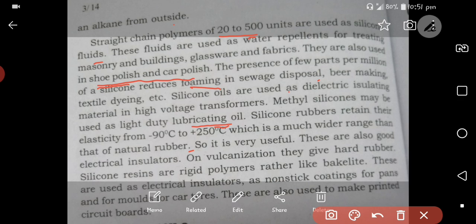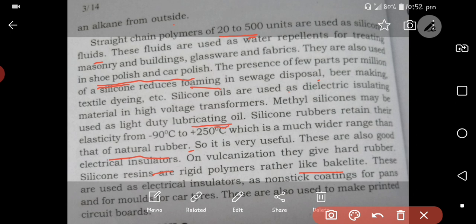Okay, so the advantage of the silicone rubber is that its elasticity can be retained down to a temperature of minus 90 degrees Celsius and also at a high temperature of 250 degrees Celsius. Okay, so it is advantageous over natural rubber. Then they are also good electrical insulators. Already told, on vulcanization they give hard rubber. Like natural rubber, we are adding sulfur linkages. Here also vulcanization means adding sulfur, then its rigidity can be increased, so it becomes rigid like bakelite. Okay, bakelite is a phenol formaldehyde resin. It's a hard substance.